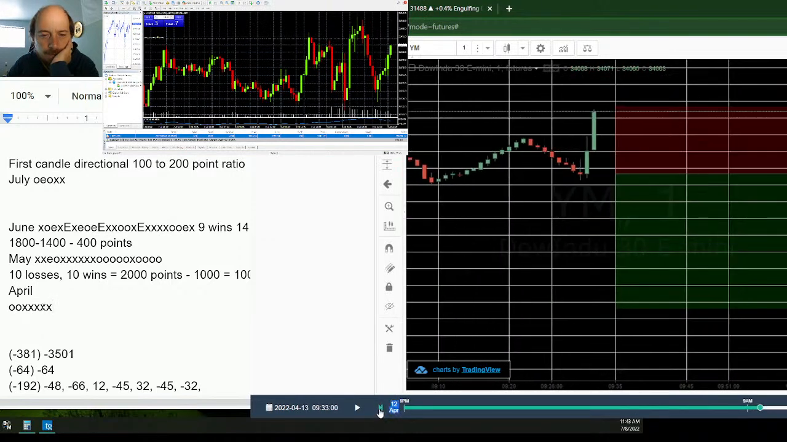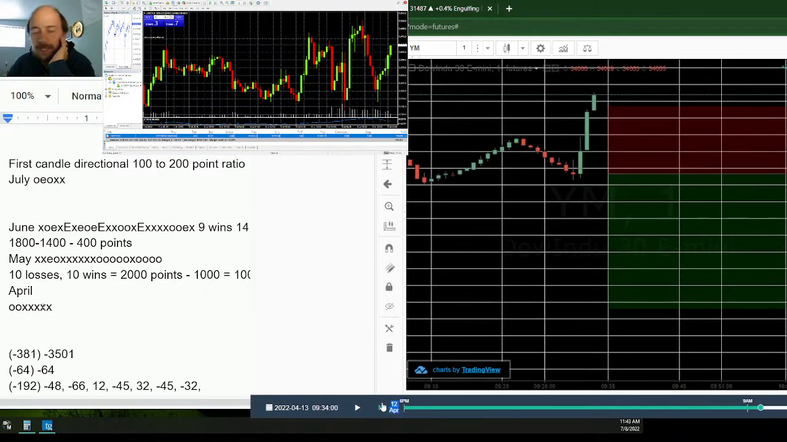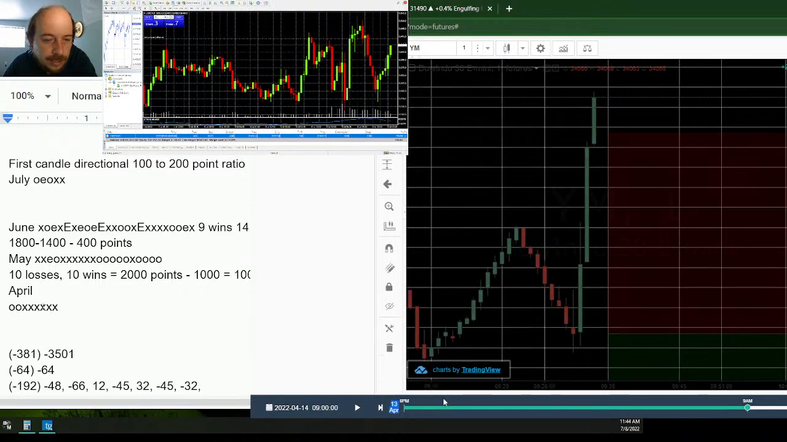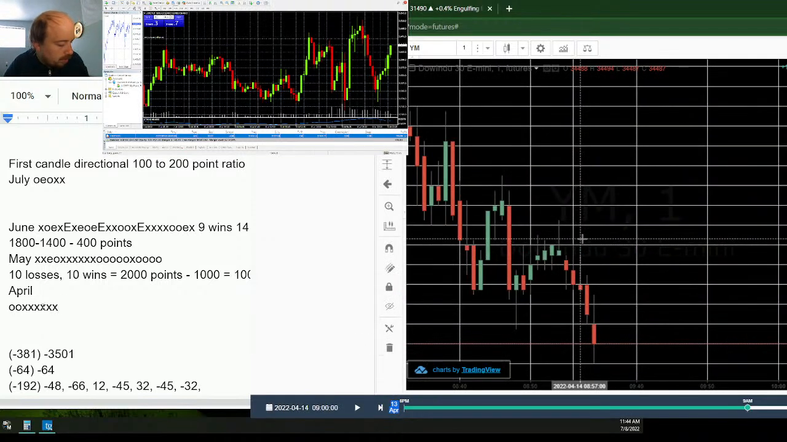That's not a good candle. Immediately stopped out. 3 minutes. Stopped out. That's 6 losses in a row. I don't know about this strategy. Alright.